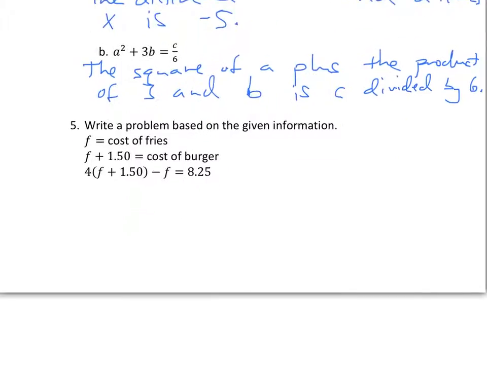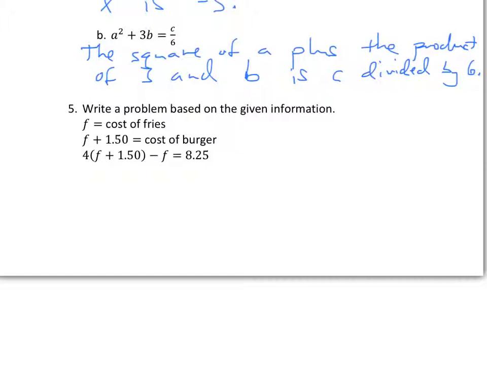Now the last one here is a more creative problem. I want you to try this on your own. I ask you to write a problem based off the information. I define your variable, f, as the cost of fries. I tell you that f plus 150 is the cost of a burger, and I want you to write a creative word problem based off the information. 4 times the cost of a burger minus the cost of fries equals $8.25. So if you listen to what I just said, we're talking about this equation, and that should help you out a lot when you're writing your problem. Good luck.